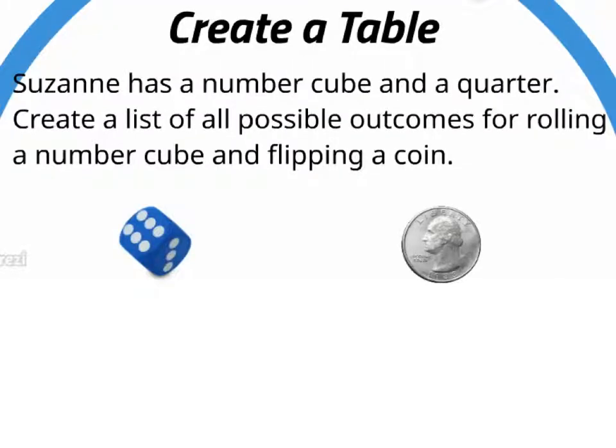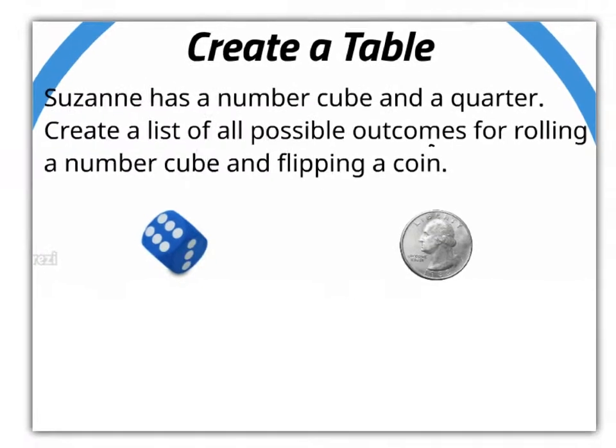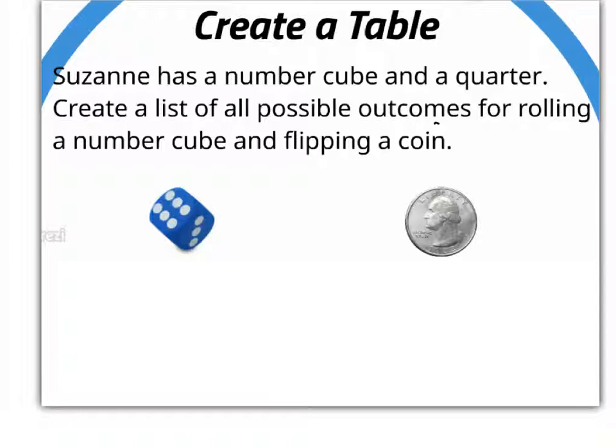Alright, the second type of sample space you will encounter when dealing with compound sample space is a table. We kind of addressed this with simple probability, but it's kind of hard to do it with simple probability, so here's how we do this with compound probability. Suzanne has a number cube and a quarter. Create a list of all possible outcomes for the rolling of the number cube and the flipping of the coin.